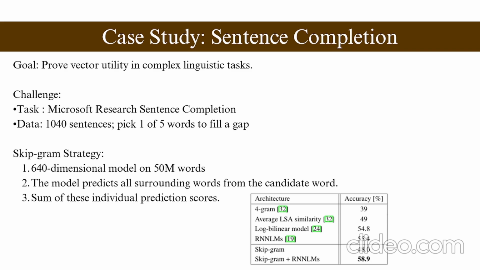For every candidate word in the multiple choice list, the model predicted all other words in the sentence. The model then calculated the sum of these individual prediction scores. The word that was most compatible with the rest of the sentence's context, mathematically speaking, was chosen as the winner.